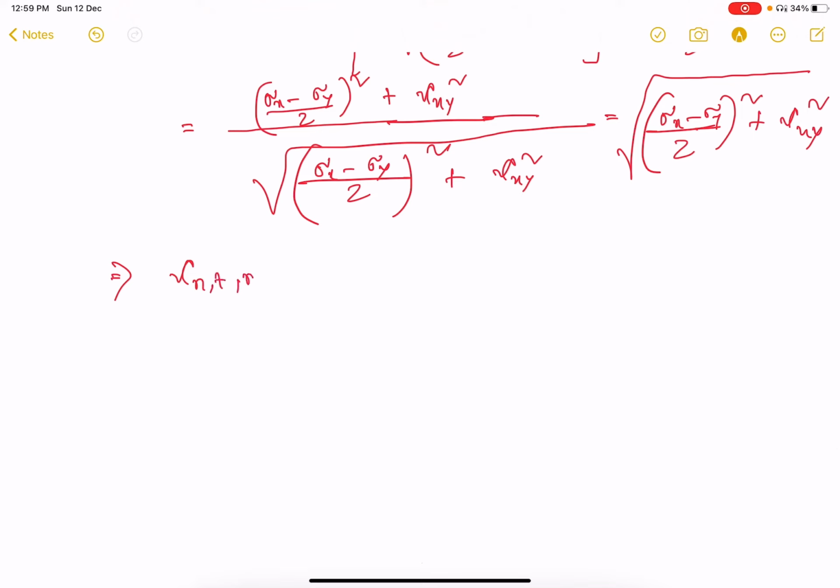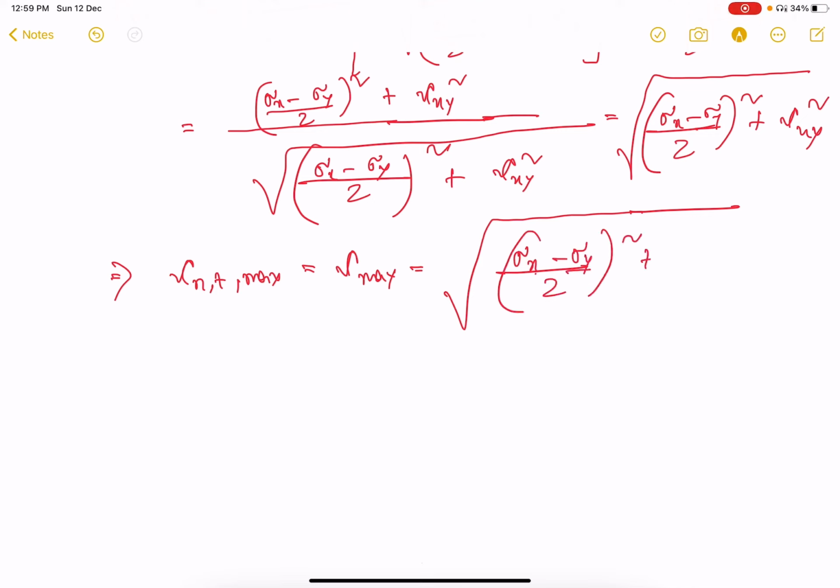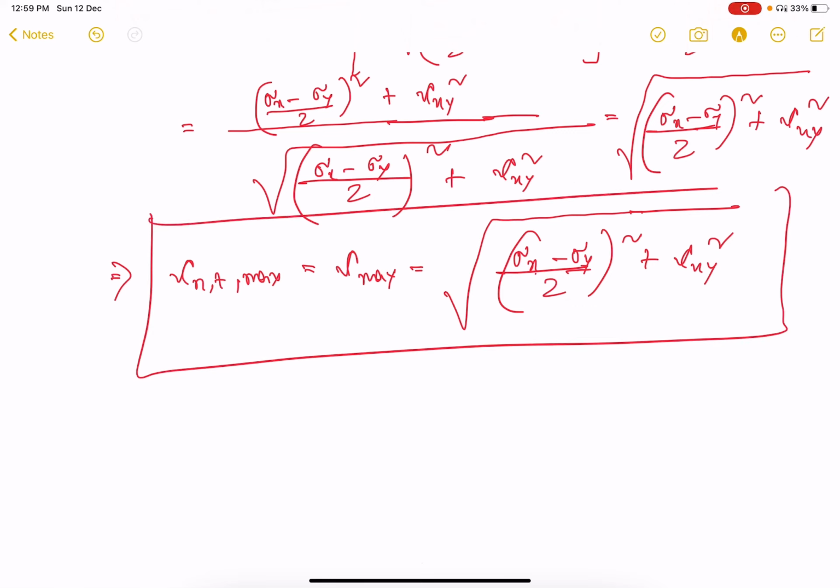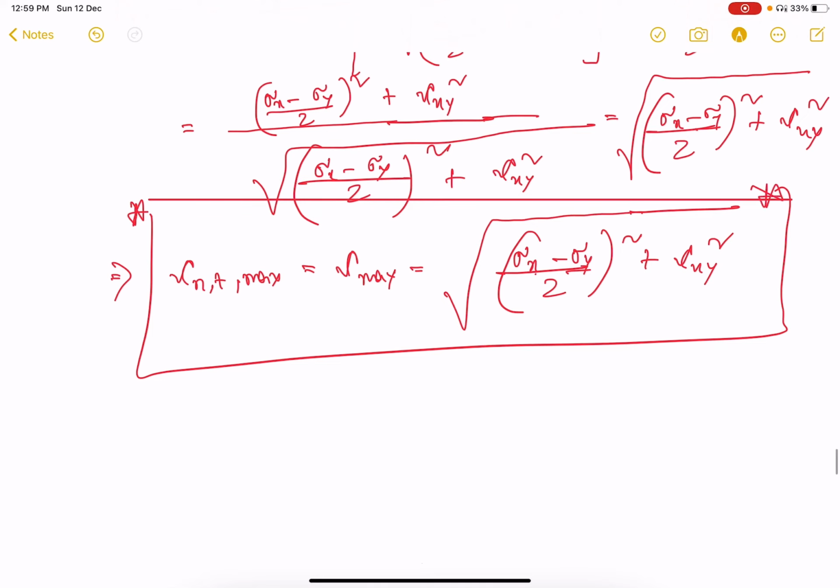This implies sigma nt maximum, or simply tau max, is equal to the root of sigma x minus sigma y by 2 whole square plus tau xy square. So this is another important derivation.